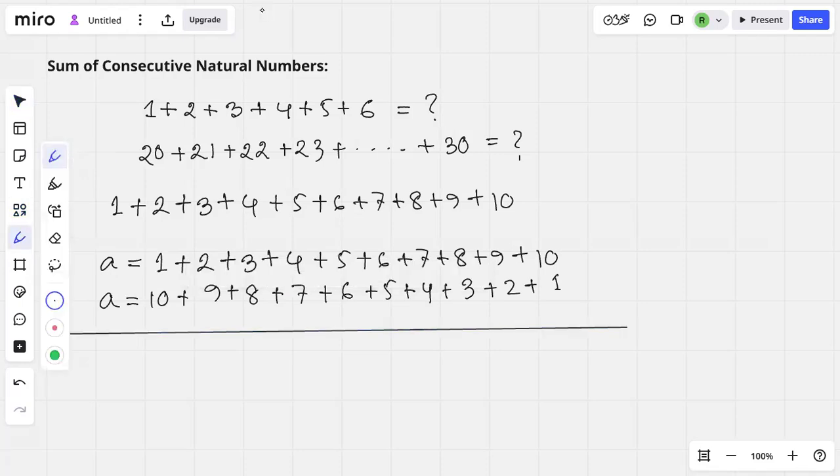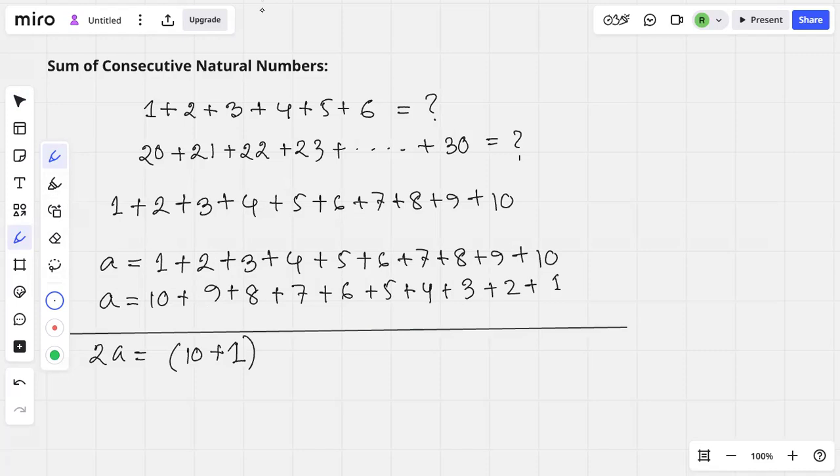If we add the two equations, A plus A will be 2A, and here if we add, we will get 10 plus 1 equals 11, then 9 plus 2 equals 11. Every pair makes 11. This pair makes 11, this pair makes 11. All the pairs give 11. To formalize it, we don't write 11 plus 11 plus 11 like this. We just see every pair makes 11. That's why we write like this: 10 plus 1, this makes 11.